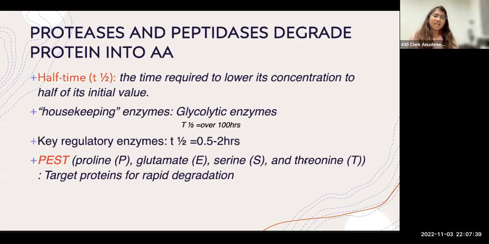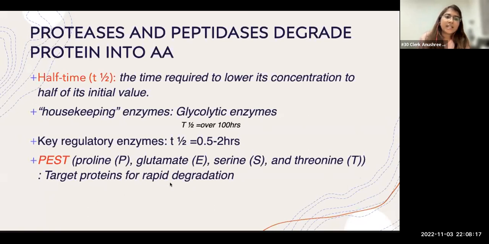Next, moving on to how protein degradation takes place. I bet everyone knows what half time is. Anything from full until it goes to half, the time it takes is the half time, okay? Just remember that the housekeeping enzymes and the key regulatory enzymes have their own half times. The main takeaway point from the slide is the PEST mnemonic: proline, glutamate, serine, and threonine. These are the target proteins for rapid degradation, okay?